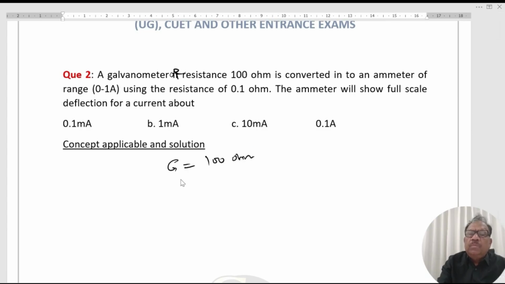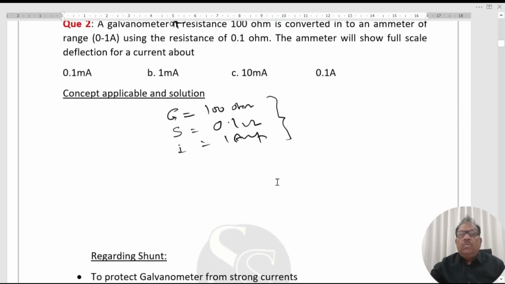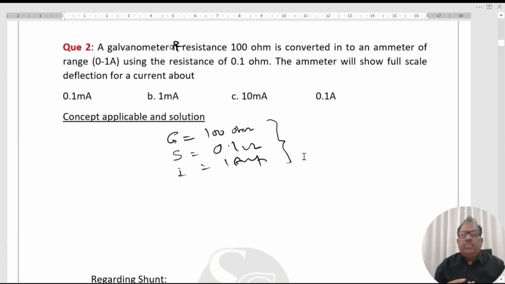Using the shunt resistance given as 0.1 ohm, the range is I, we have to measure 1 ampere. The ammeter will show full scale deflection for the current. Now, what is the procedure to convert?